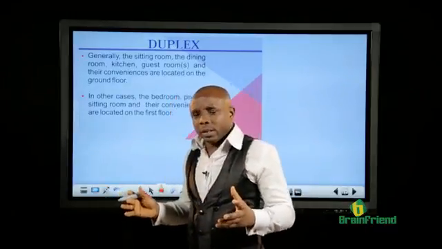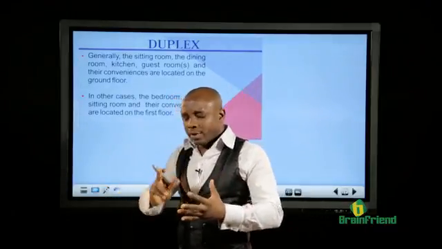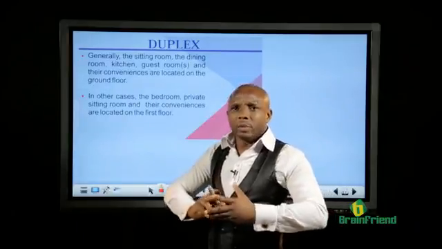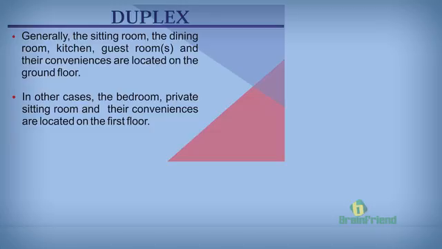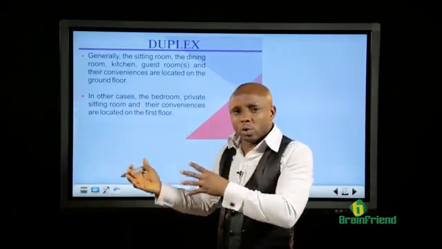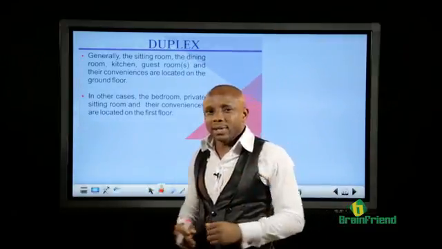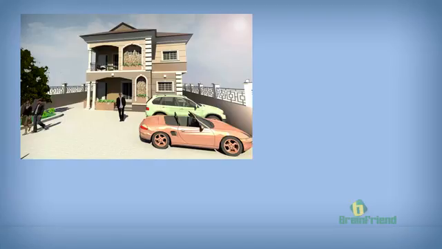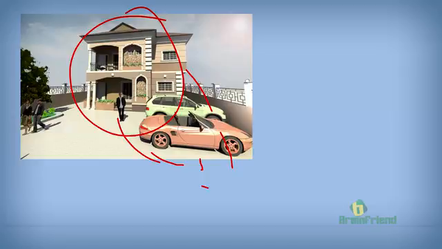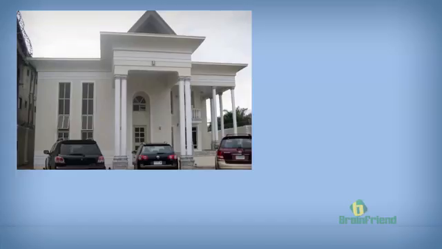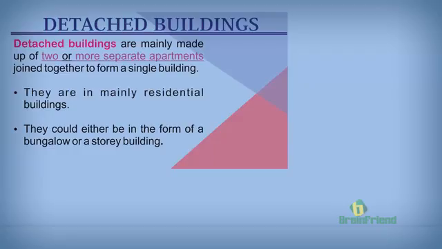Generally, for duplexes, you have the living room, the dining, the kitchen, the store, and some conveniences, and maybe the guest room at the ground floor level. And then we also have the bedrooms and maybe a little sitting room, okay, a private sitting room at the first floor level. So most duplexes are designed like that. Okay, that's a typical example of a duplex. Okay, that's another one, typical example of how a duplex building looks like.